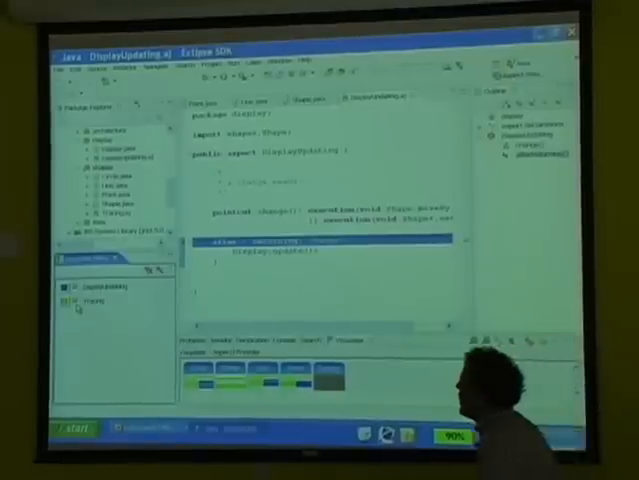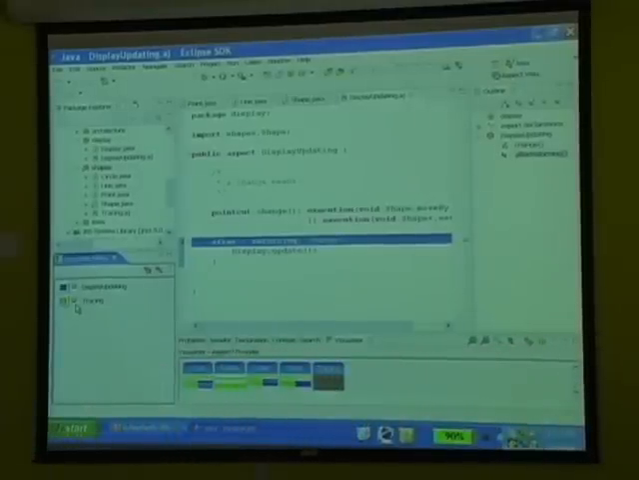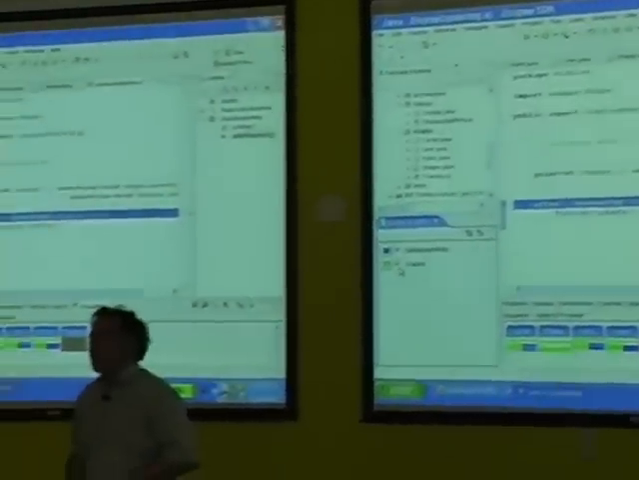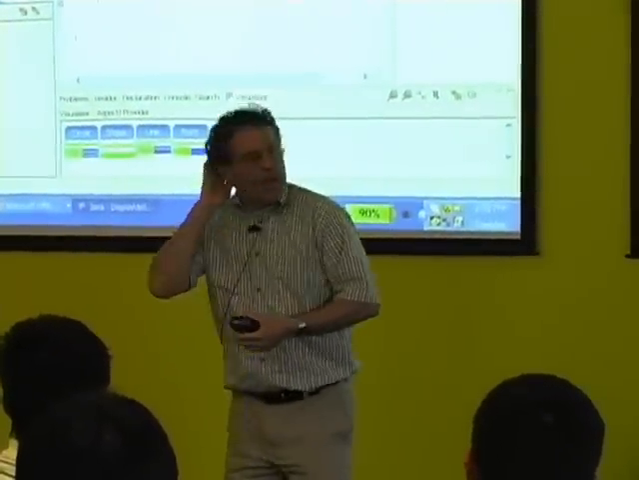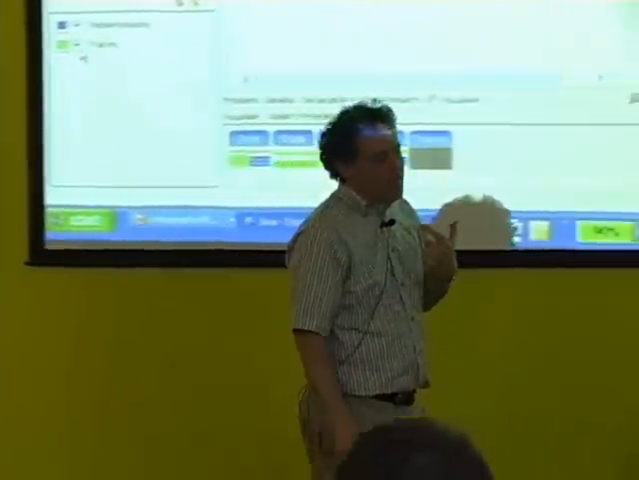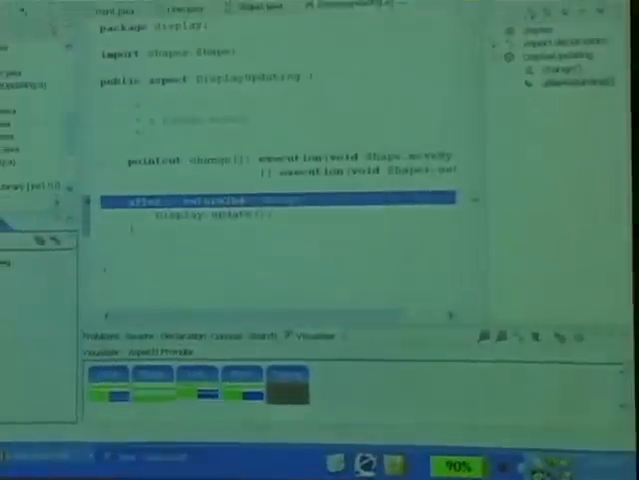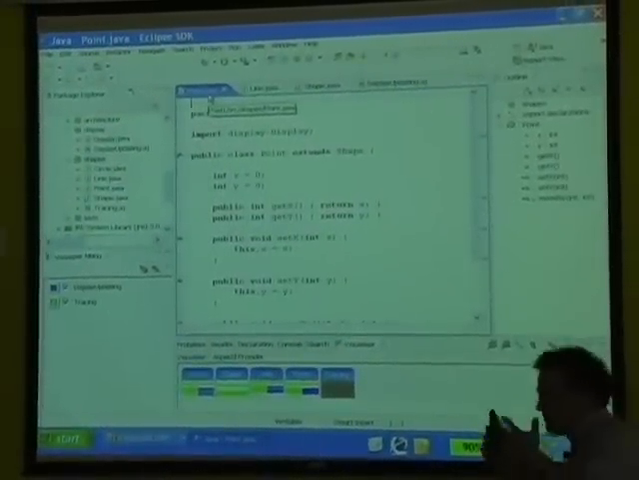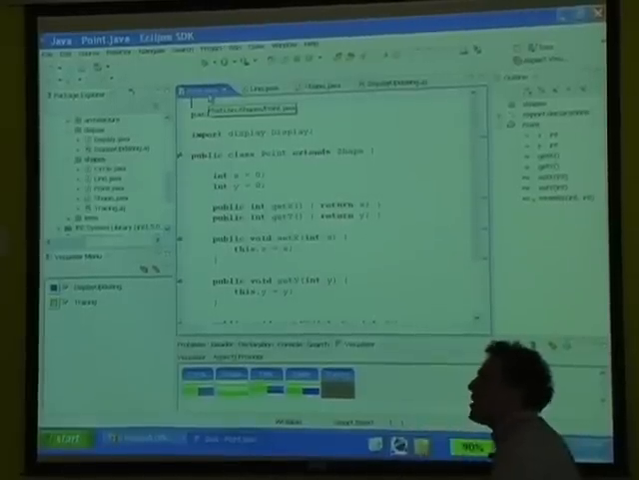So the point here is, modularity always has a cost. And the cost is that, in some sense, you get an indirection. It's only worth paying the cost if you get something back. And what you're getting back here is a couple of things. One thing is the raw benefit of modularity, which is that I could ship point without display updating. This tiny program doesn't matter much, but I could ship point without display updating.